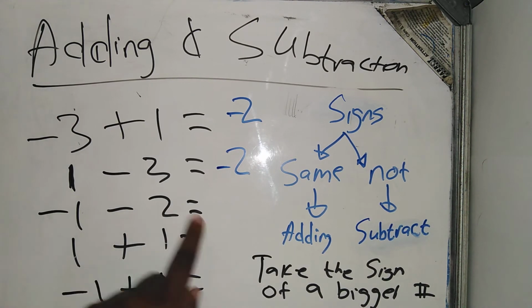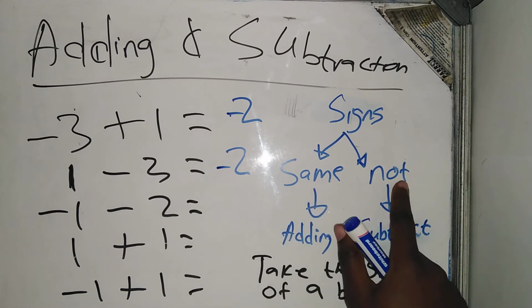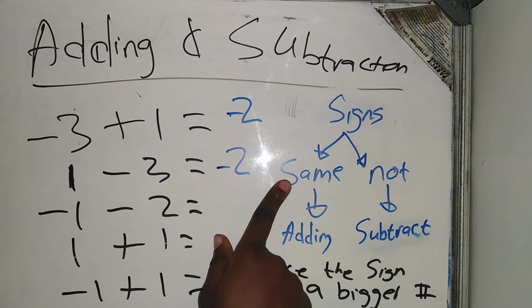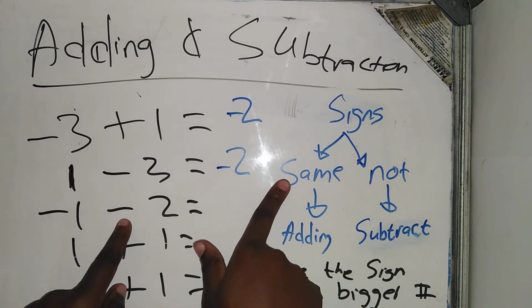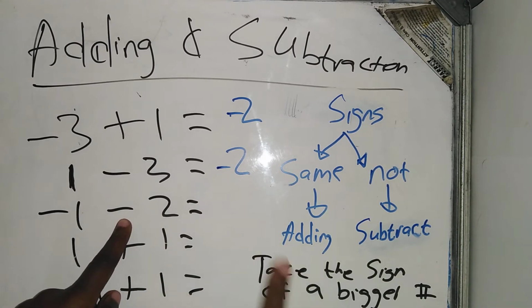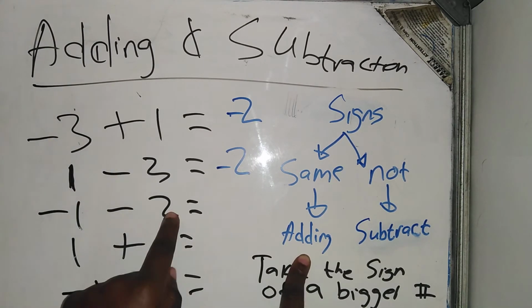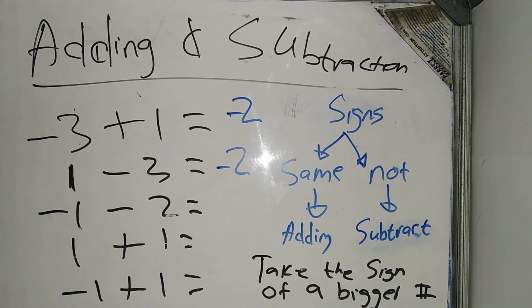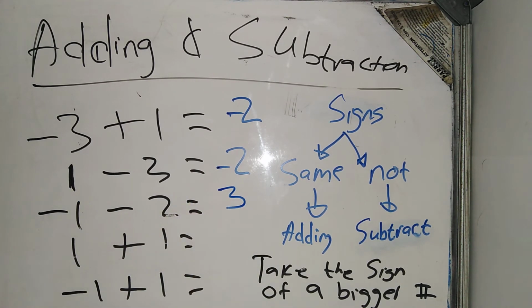Minus 1 minus 2. So here, are they the same or are they not the same? They are the same because the sign of this one is negative and the sign of this one is negative. So what does it mean? It means I'm adding. Right, now 1 plus 2. What do we get? We get 3. Okay, now what is the sign of a bigger number? The sign of a bigger number is minus. So we just put minus here.